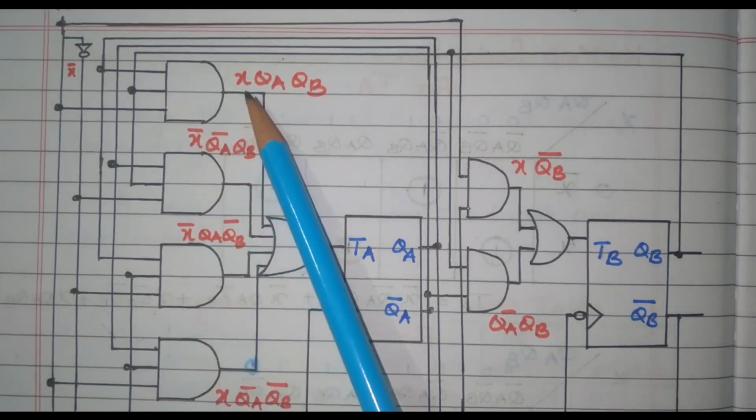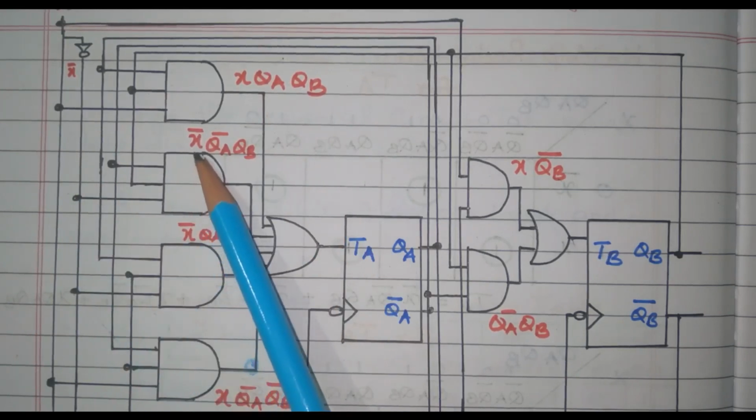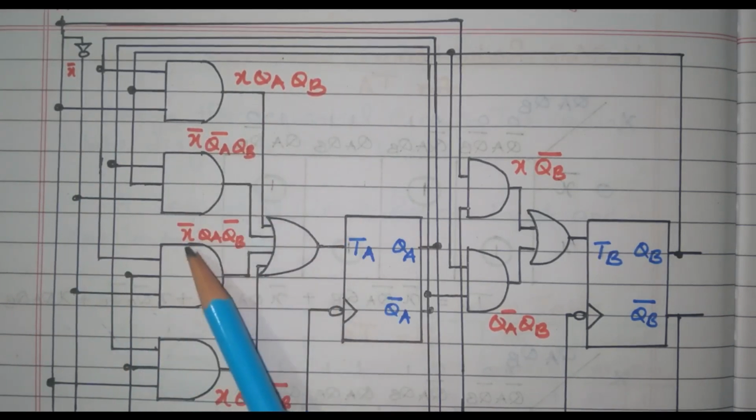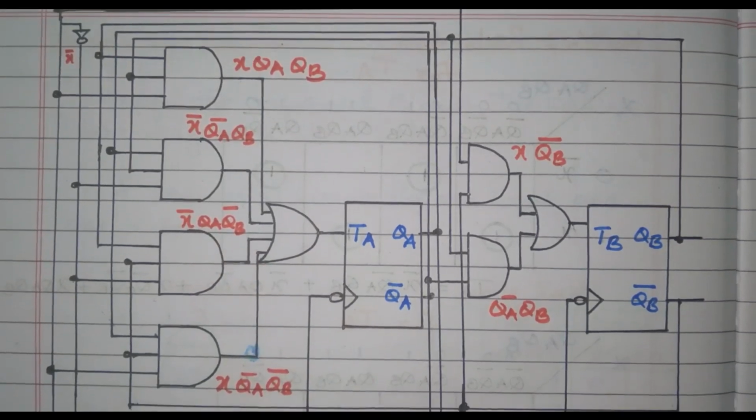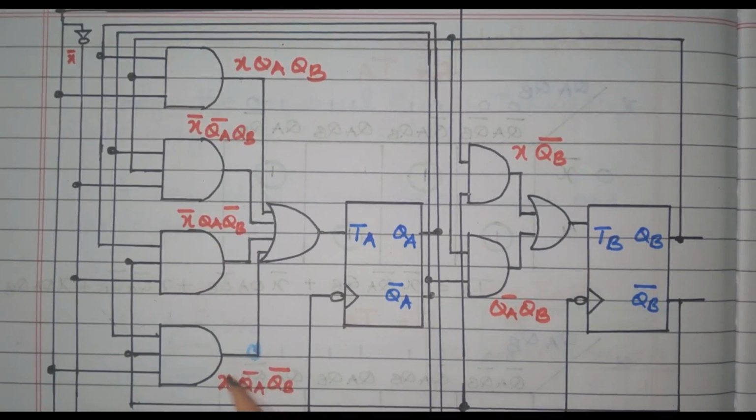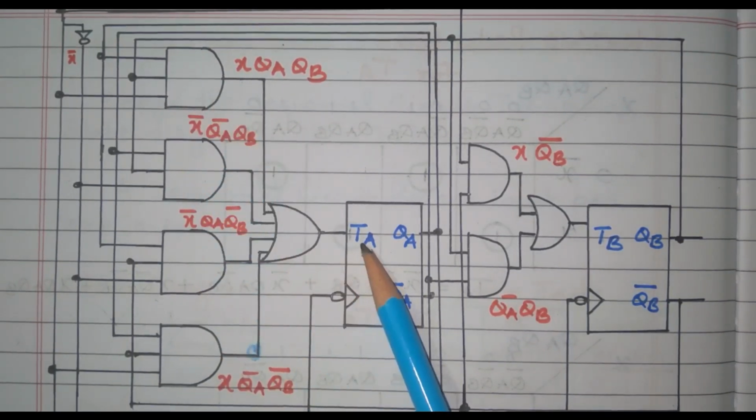What is the term? X QA QB. So, the corresponding inputs are added together. X bar QA bar QB, X bar QA QB bar. Then the last one is x QA bar QB bar, right. These 4 are multiplied together, then added, then it is given to TA.